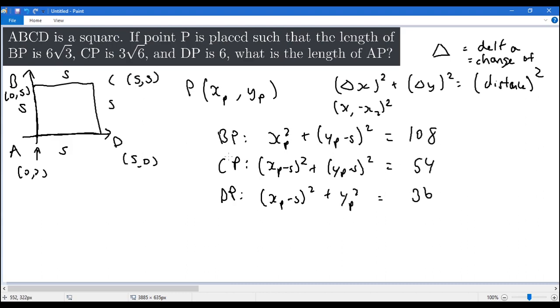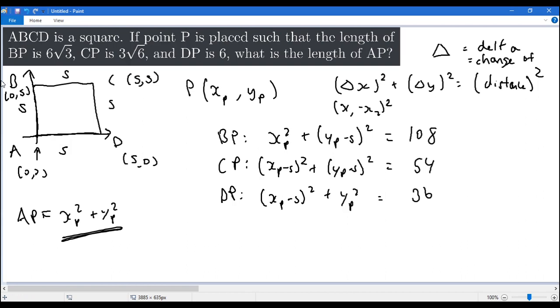Now we need to find AP. Let's see, what would AP be? We go from 0 to xp, so it's xp squared, and 0 to yp, so it's simply yp squared. So we just need to find the sum of the squares of xp and yp. And that happened because we set A equal to 0, 0. Doesn't matter what you set it to, but this just made it a lot easier.